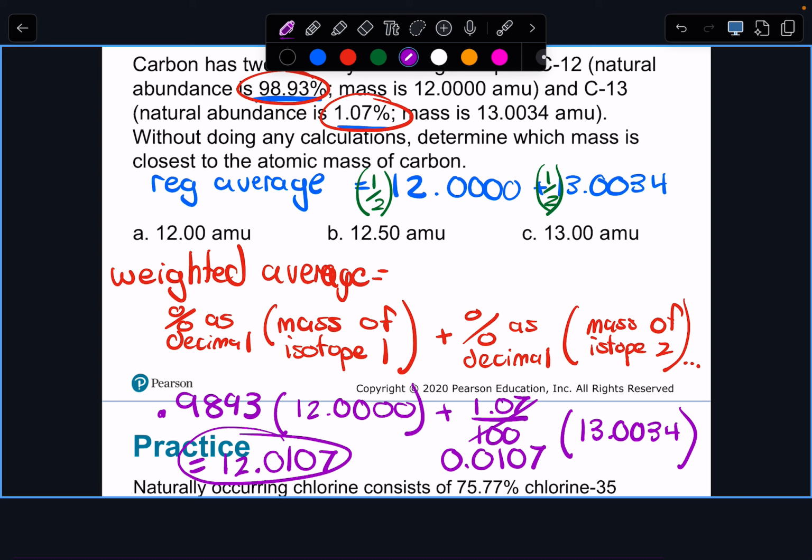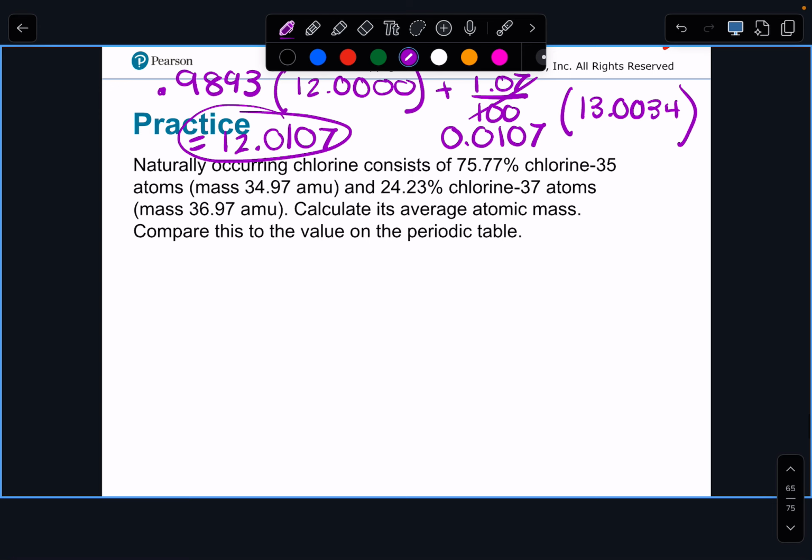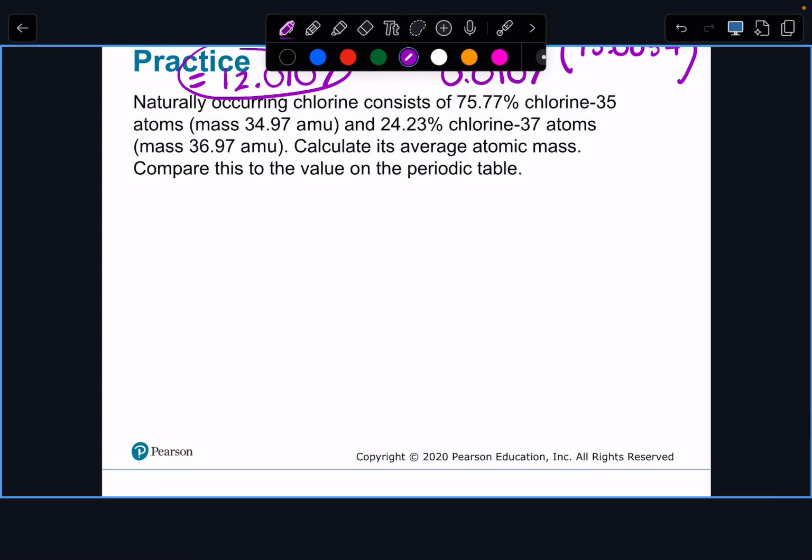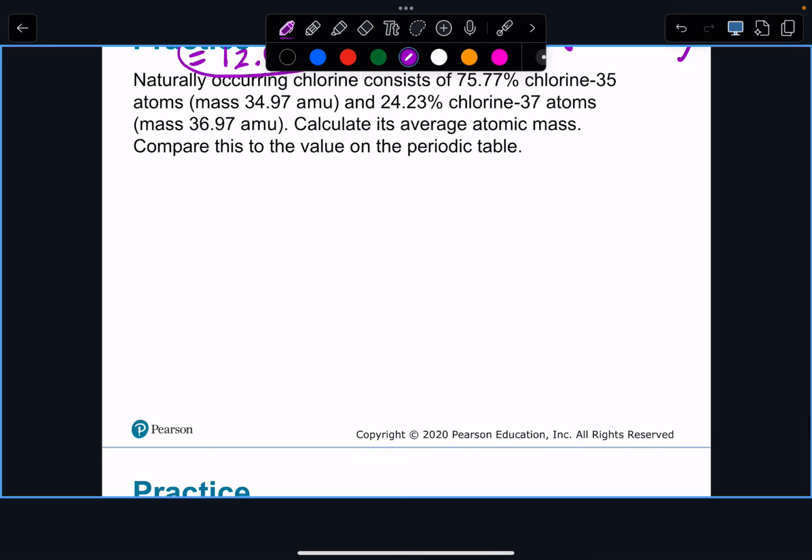It probably wouldn't make a difference if we knew exactly which isotope it was. Okay, so I want you guys to do one additional practice problem. Again, calculating a weighted average, in this case for chlorine, and double checking it, making sure it makes sense on the periodic table, both so that you know how to do this calculation, but also so that you understand where those numbers on the periodic table are coming from.